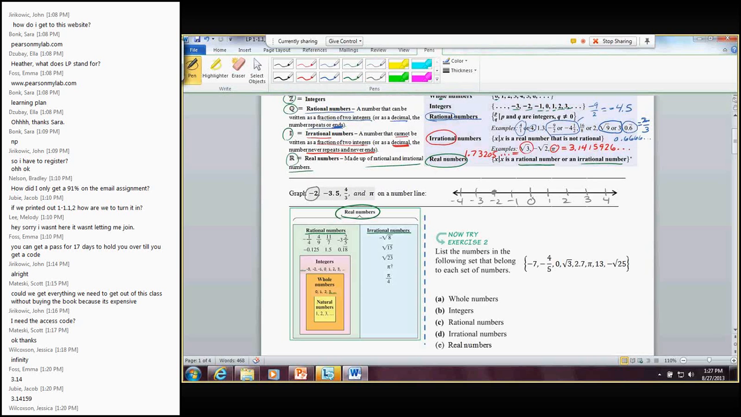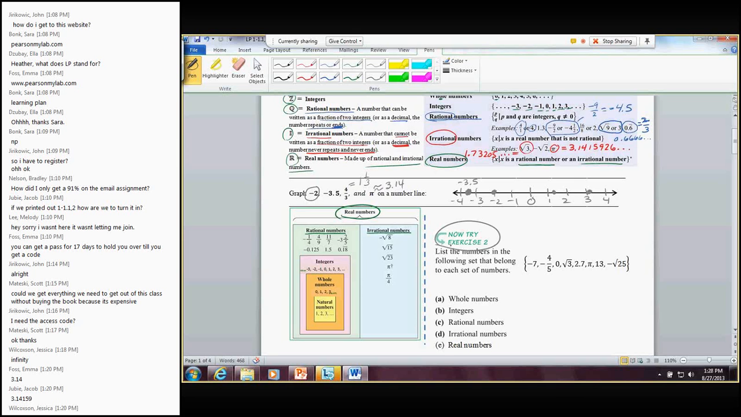If I did -3.5, -3.5 is actually here because it's in between -3 and -4. It's halfway between -3 and -4. Is it 4/3, 1 1/3? So here's 1 and about 1/3 way is there. And pi is approximately 3.14, so really close. Okay, now let's go down and do this now, try exercise 2.